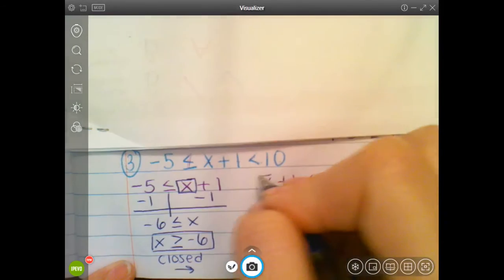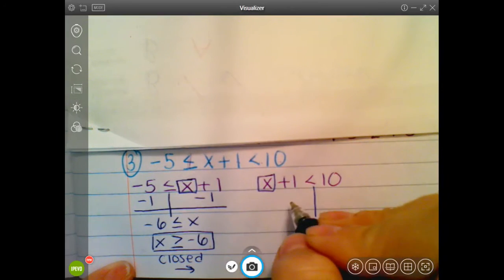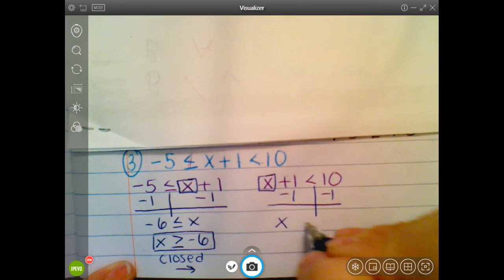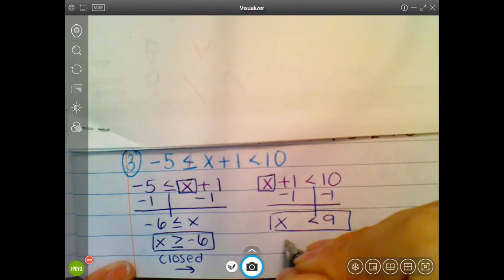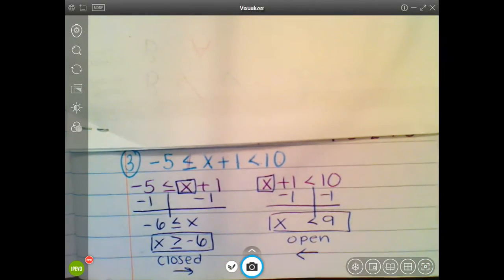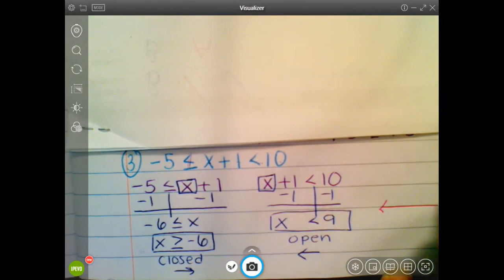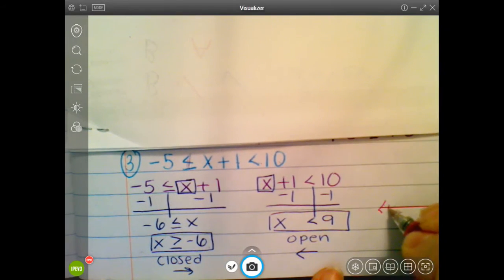Okay, and if you go to this one and box it, now it's saying plus 1 again, so I'm going to minus 1 again, and I get x is less than 9. I don't have to flip this guy. Now this one is not equal to, so that's open, but it's pointing this way, so it's going to go to the left. So this is actually going to be a pretty long number line because I have to get all the way from negative 6 to 9. So you're going to have to kind of put your numbers pretty small together.